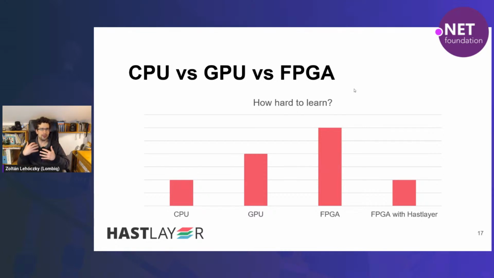And if you are coming from a software background, like I would assume most people here, it's a very different world. You have to think in terms of logic gates and wires and clock cycles. It's super low level. It can be fun if you like these kinds of things, but still it's super low level. But what we aim to achieve with tools like Hastlayer is to bring this complexity down all the way to the software development level.